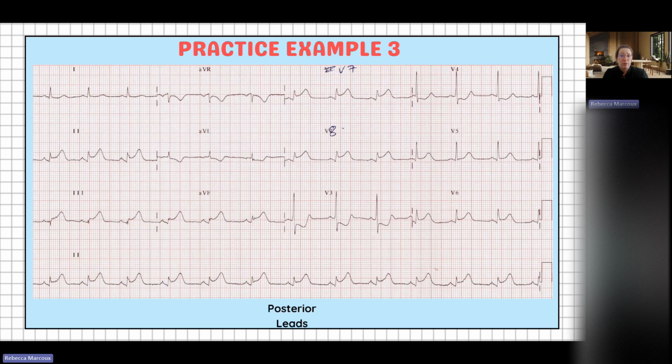So we do have ST elevation in V7, V8, which confirms for us that this patient is having an inferolateral posterior STEMI. So there's a lot going on with this patient. When we have the extension into the posterior along with the inferior and/or lateral, mortality risk is higher. More muscle is being injured and damaged and dying every second. So these patients are high risk.